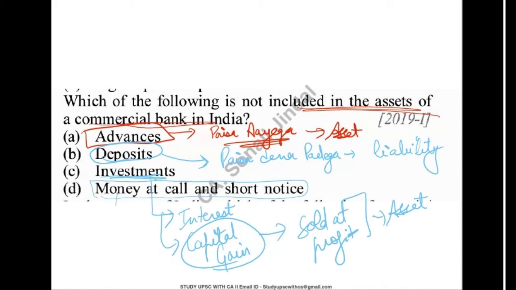Next, money at the call and short notice. Here also bank will earn interest. Hence the answer is B. As question is asking which is not an asset, deposits are liabilities.